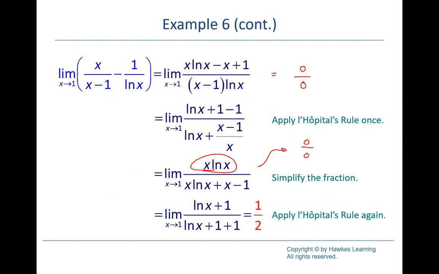Similar to our earlier example, we needed to apply L'Hopital's rule 2 times in this case. After one application, we were still at an indeterminate form, 0 over 0. So applying L'Hopital's rule once again then got us a real value result, 1/2. And so we will stop here and conclude that this limit does exist and equals 1/2.